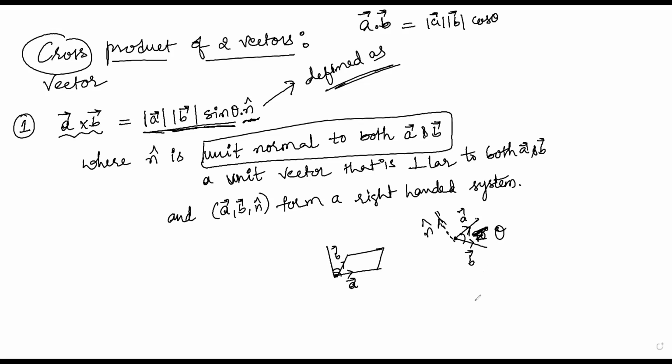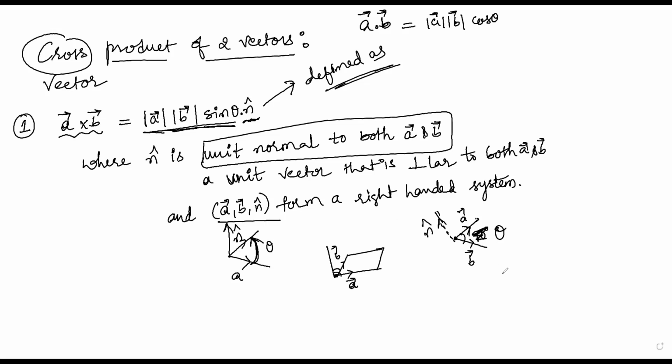Now let's say, this is what I explained. This is A and this is B. This direction, theta is this angle. If I'm rotating in this direction, n cap will go in the upward direction. That is what is called a right-handed system. So here A, B, n cap will form a right-handed system.